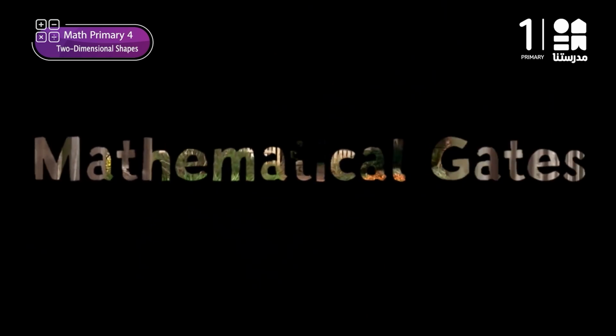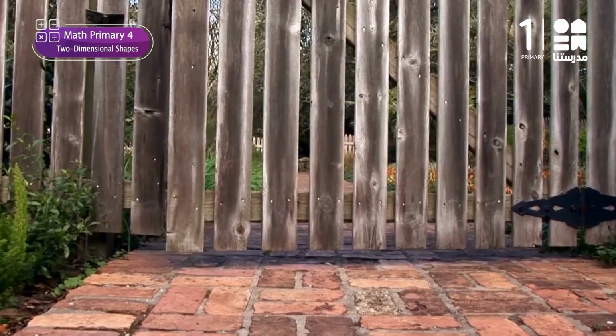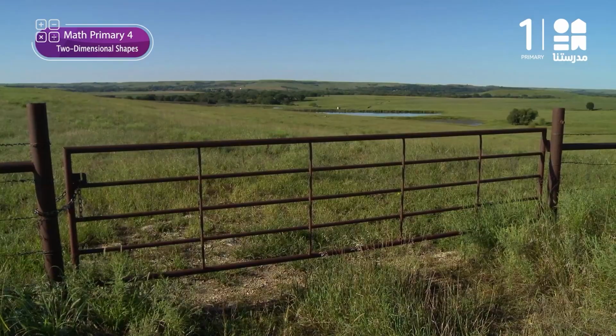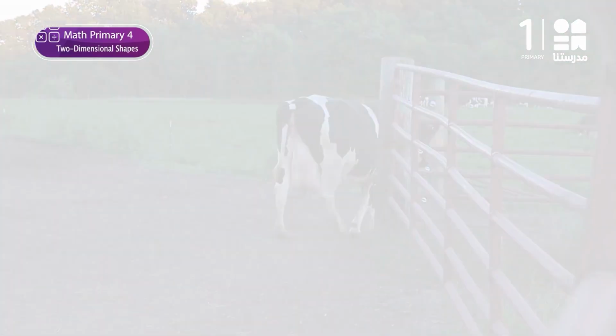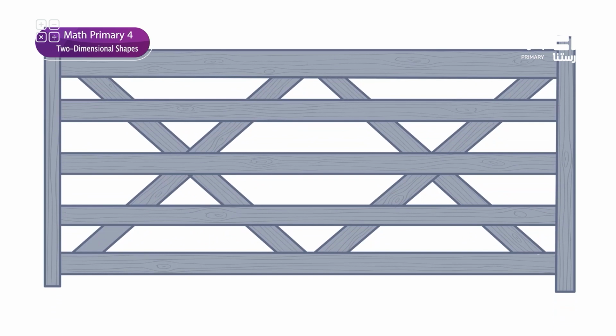Mathematical gates. Gates and doors are really useful, keeping us, our families, and animals safe from harm. Did you know that gates and doors are mathematical too? Here is an outline of a big gate. It's a wooden gate to keep the sheep safe from harm in the field. What shapes do you see?